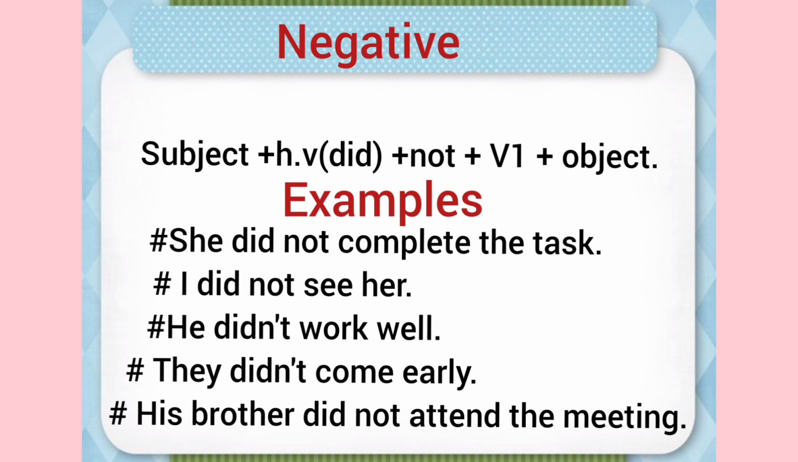The next is negative sentences. Again there is subject at the first place, then helping verb did plus not as a word of negation plus first form of verb, as I have told you earlier, plus object. For example, she did not complete the task. उसने काम मुकम्मल नहीं किया.